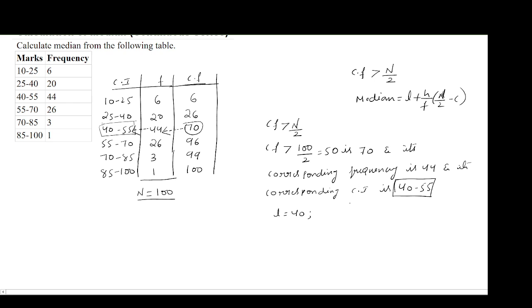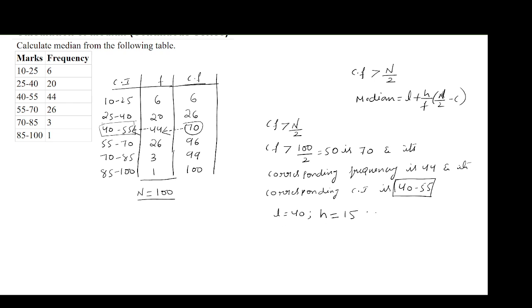And h is the width of the median class. How to find the width? By subtracting the lower limit from the upper limit. 55 minus 40 is 15.